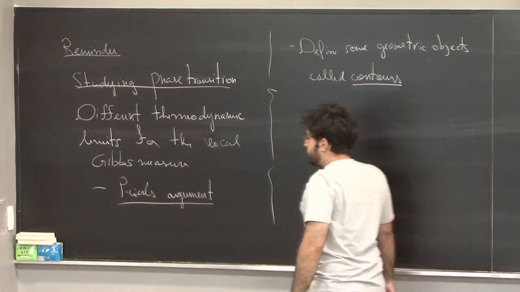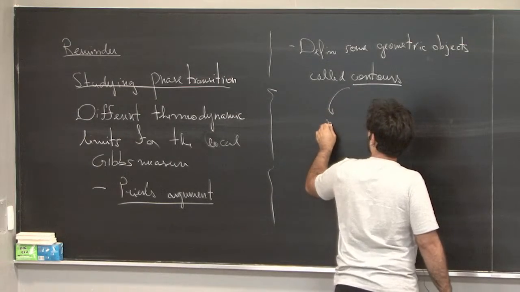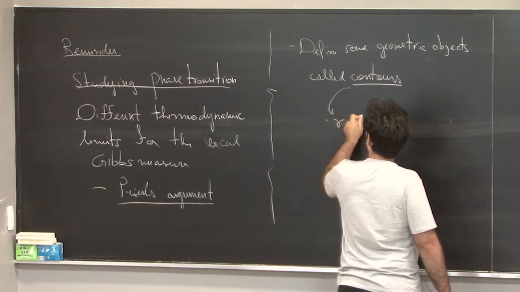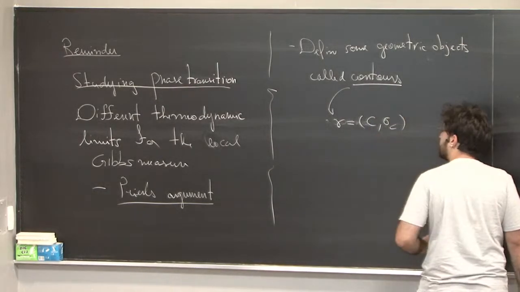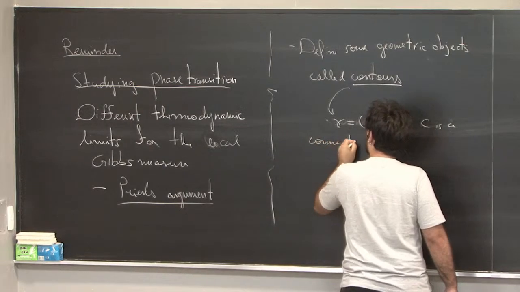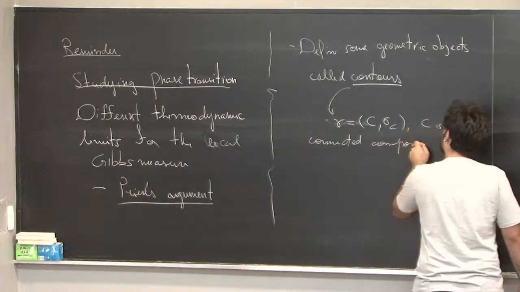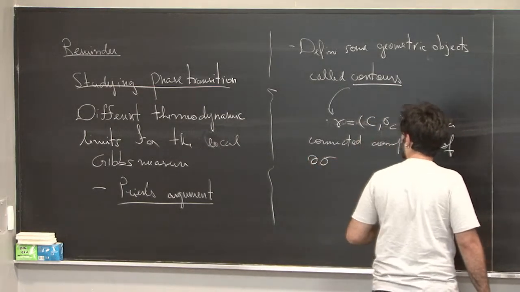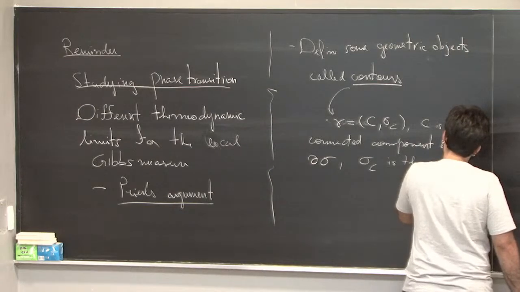For the nearest neighbor Ising model, the contours for a configuration sigma were a pair, where C is a connected component of the incorrect points of the configuration, the boundary of the configuration, and sigma_C is the configuration restricted to C.